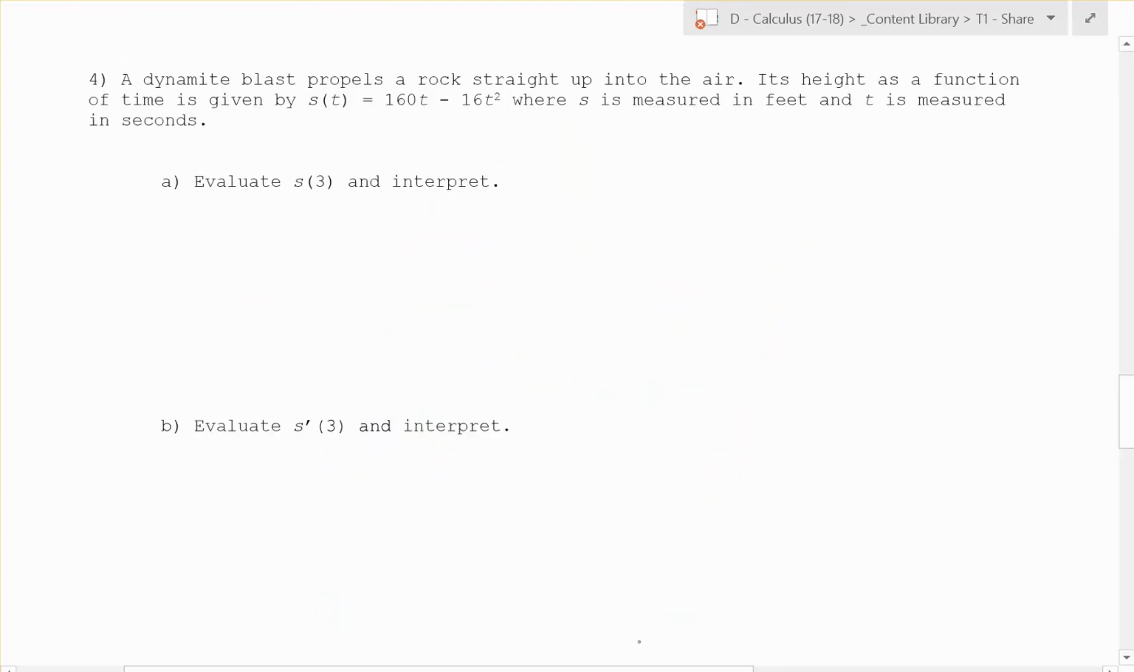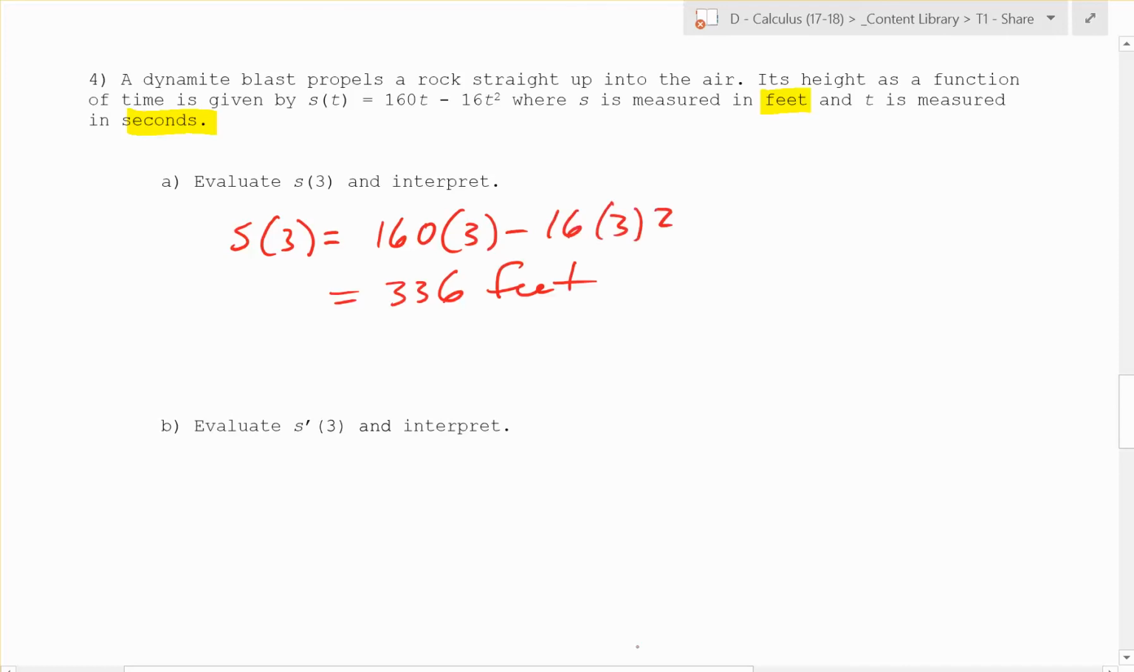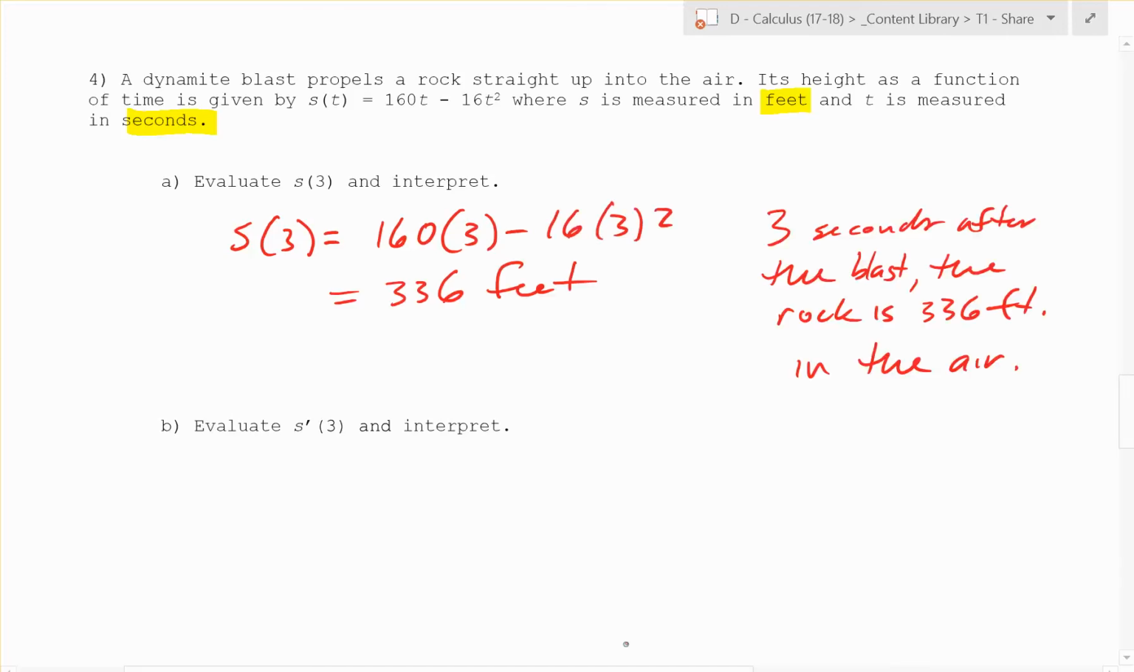So a dynamite blast propels a rock straight up into the air. Its height as a function of time is given by s of t, where s is measured in feet and t is measured in seconds. So what does s of 3 mean? Well, let's evaluate s of 3. That's going to be plugging 3 into here: 160 times 3 minus 16 times 3 squared. And you get 336 feet. And what does that mean? It means that at 3 seconds after the blast, the rock is 336 feet in the air.